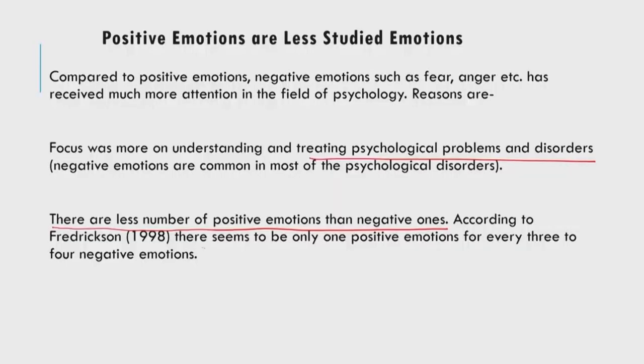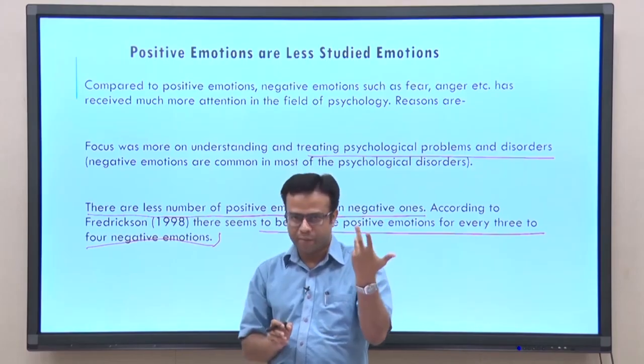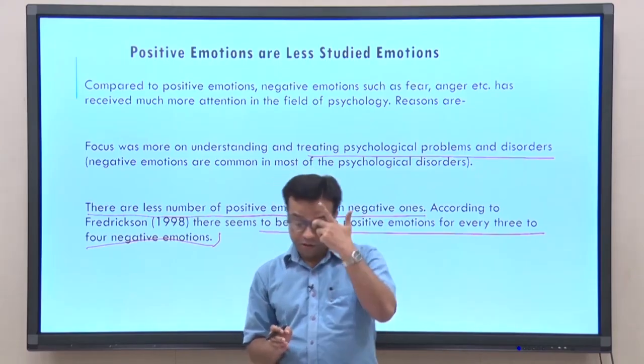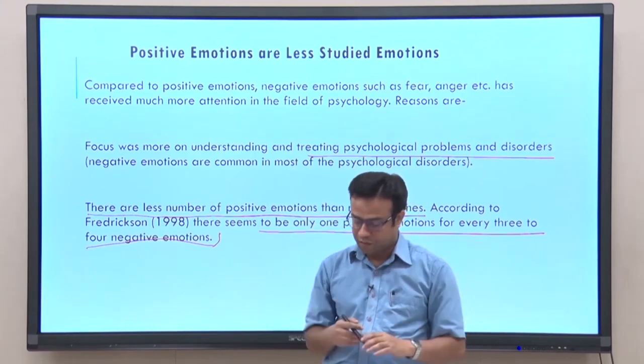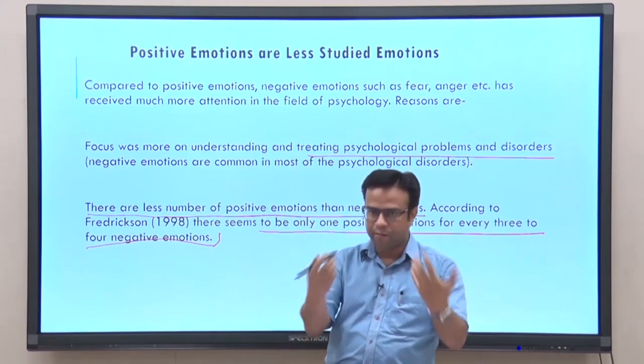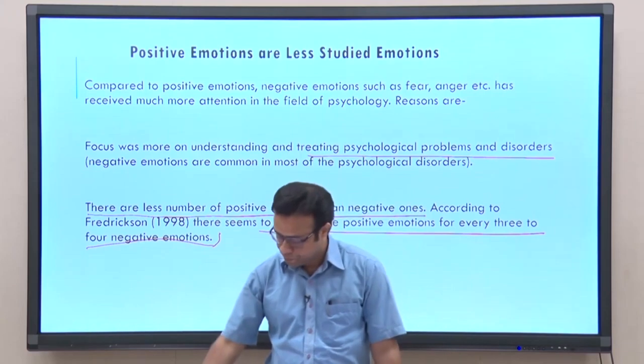According to Fredrickson, there seems to be only one positive emotion for every 3 to 4 negative emotions. This is a general indication that against 3 to 4 negative emotions, there may be one positive emotion in terms of the available experiences that we have.